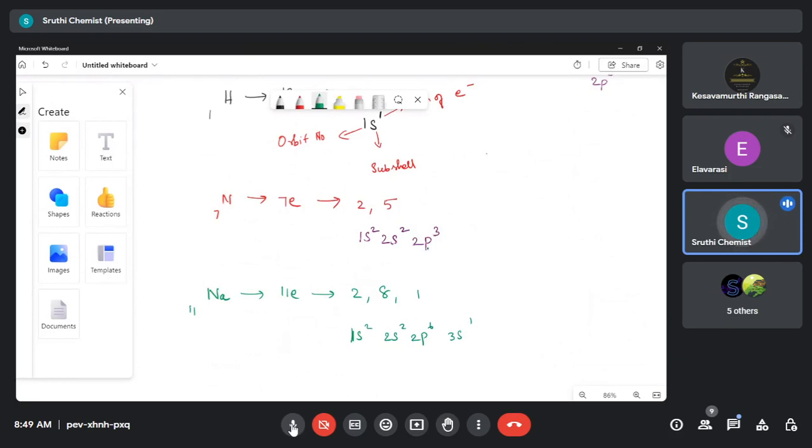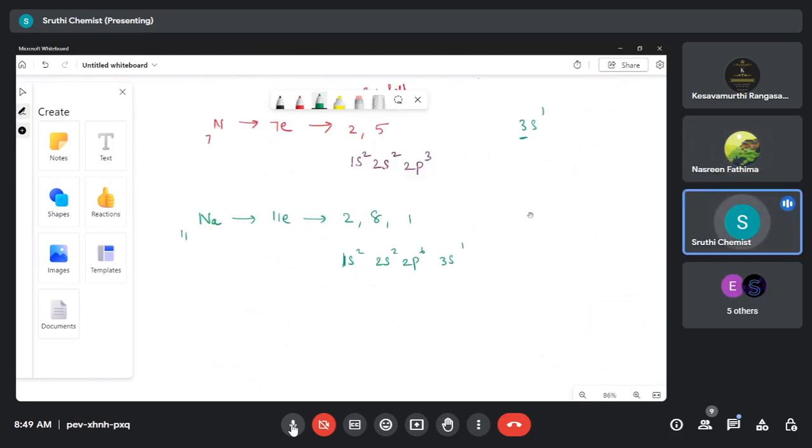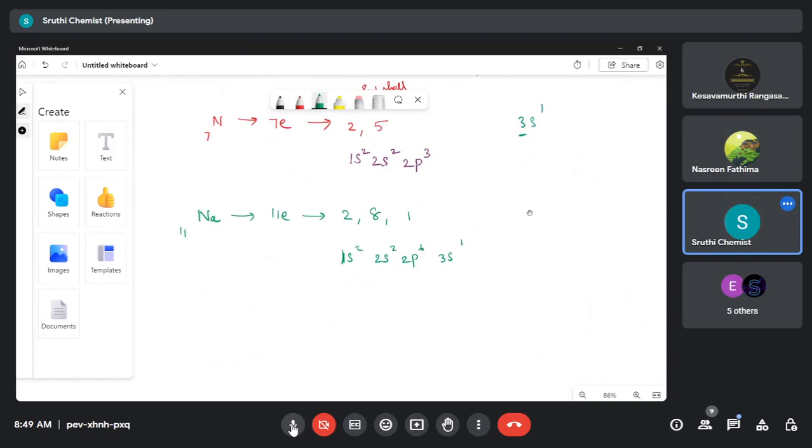Let's take 3s1. What does this 3 denote? Third orbit. Very good. Third orbit. And what is this? Subshell. What is this one? Number of electrons.